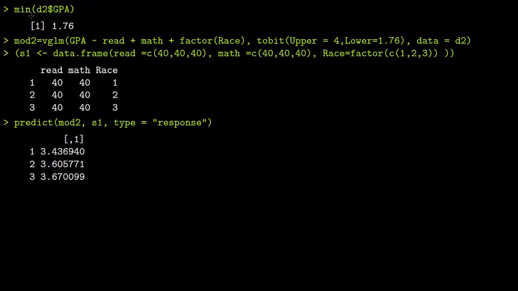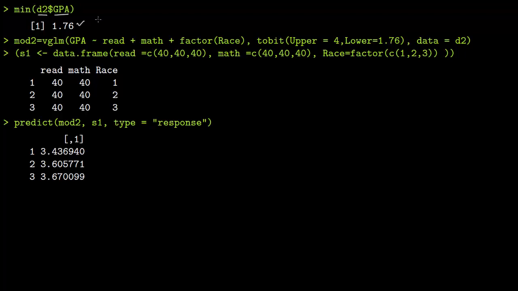Now if you take the minimum of GPA, so the minimum of D2 dollar GPA means it will take the column GPA, compute its minimum value, it comes out to be 1.76. Once you have this value, you need to ask the class teacher, why does this value come? So the class teacher could say that all the students are capable enough to score 1.76. Now in that case, you do not need to do anything, your model is sufficient.